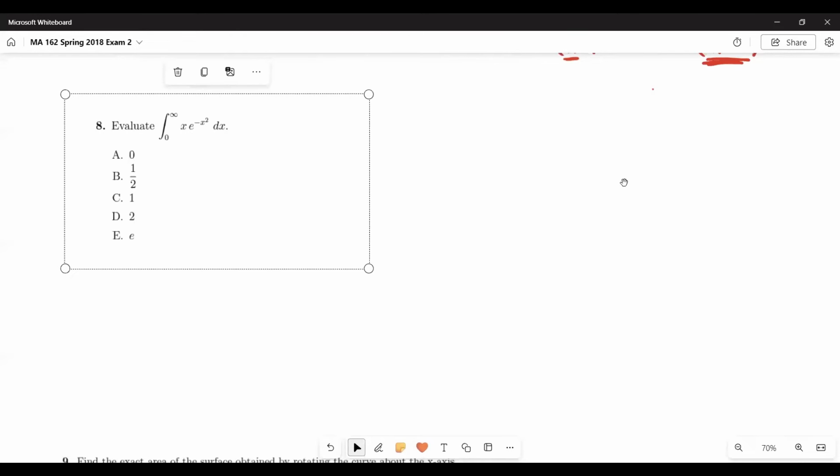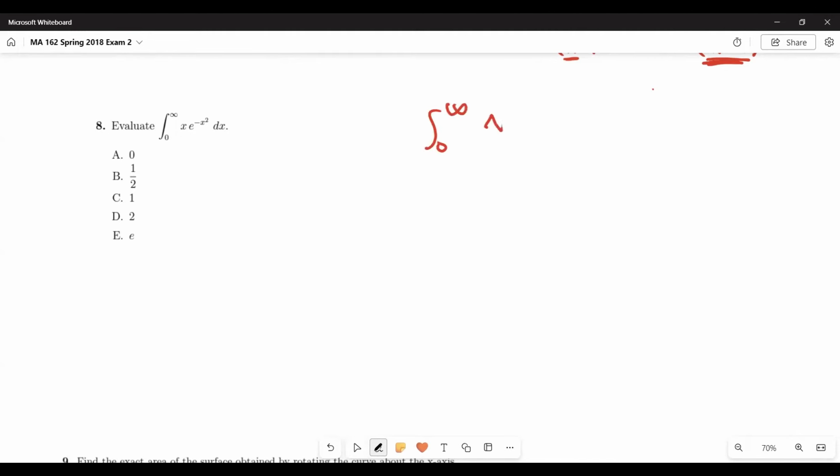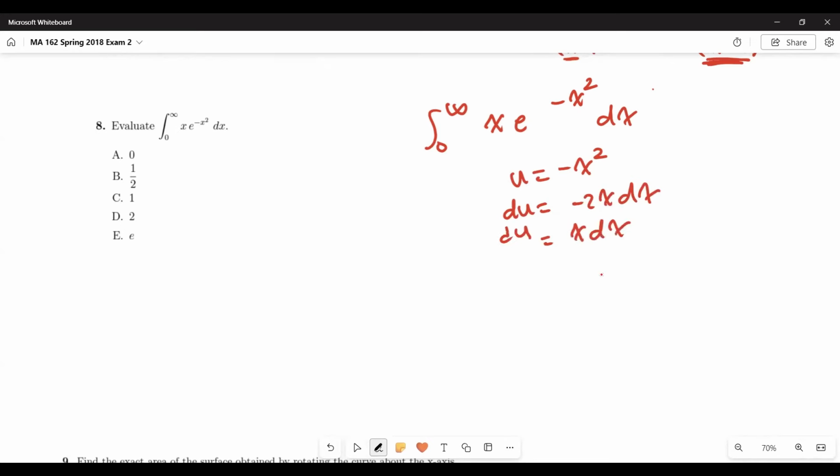Okay, so this question asks to evaluate from 0 to infinity x e to the negative x squared dx. Okay, let's do that. So in this question, we can just easily do u sub. So u equals negative x squared. du becomes negative 2x dx. So x dx is the same as du over negative 2.